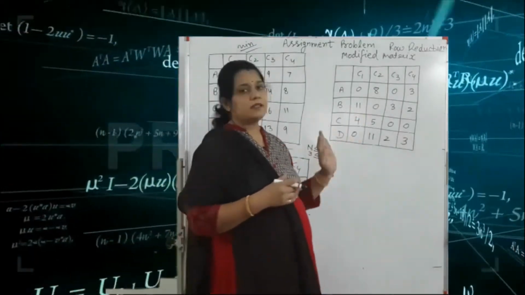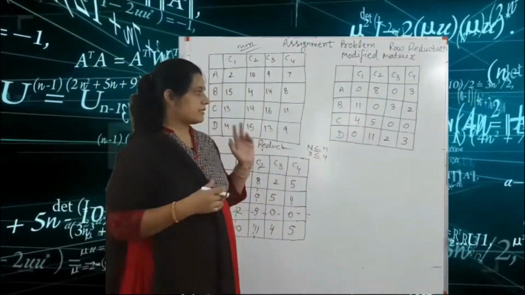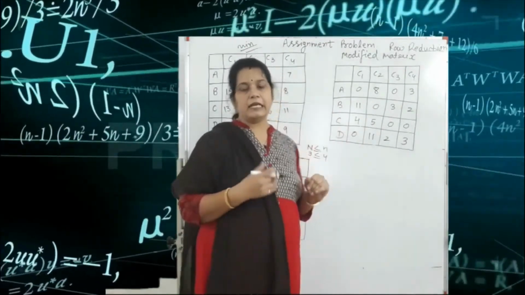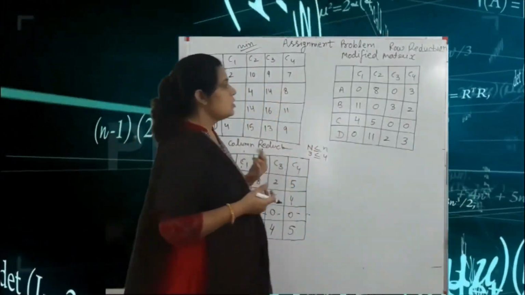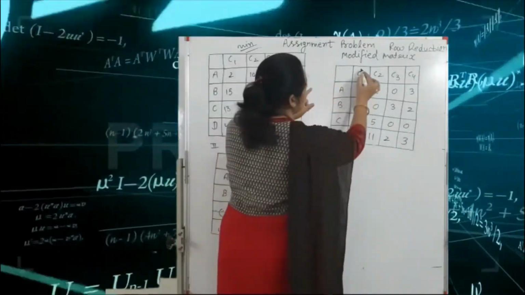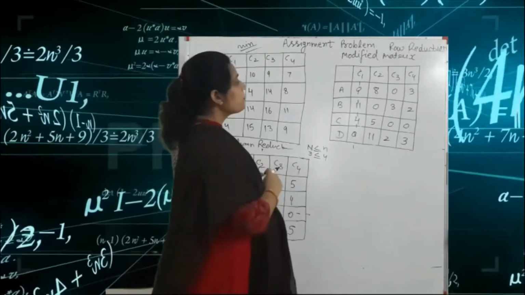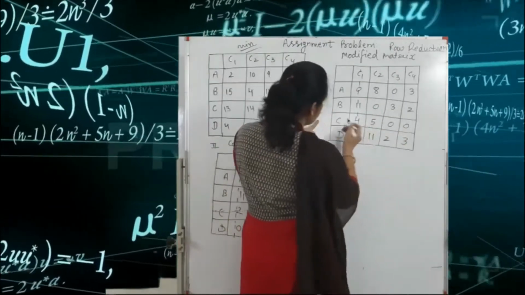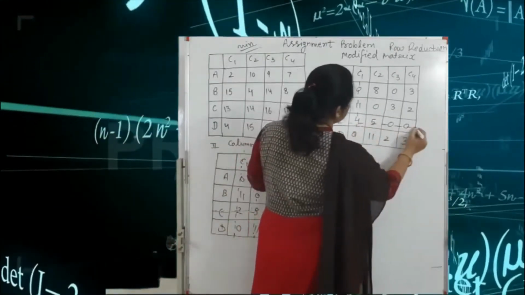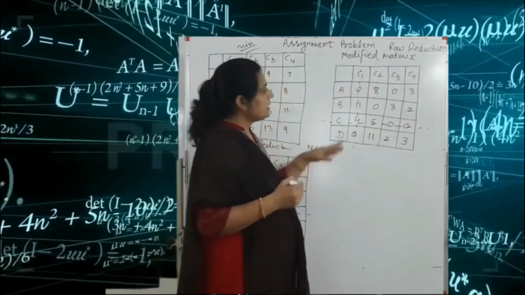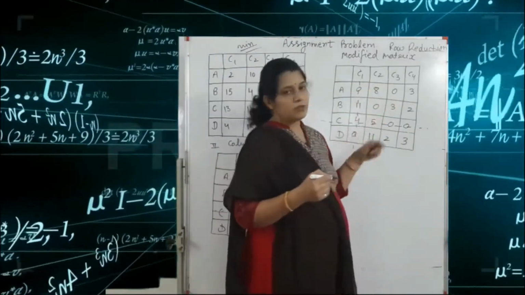Okay, so this is the modified matrix. Again, we draw the horizontal and vertical lines and cover the maximum 0s. So here, first we draw this column because there are 2 zeros here. Next, there are also 2 zeros here, so we draw this horizontal line. So two lines are there, but there are 2 zeros also here.